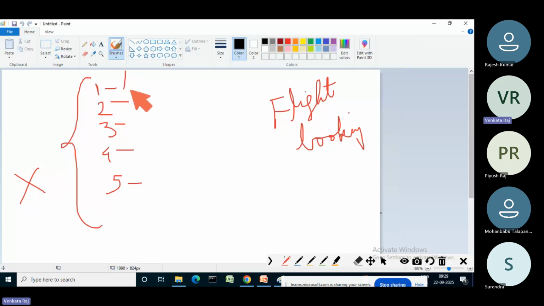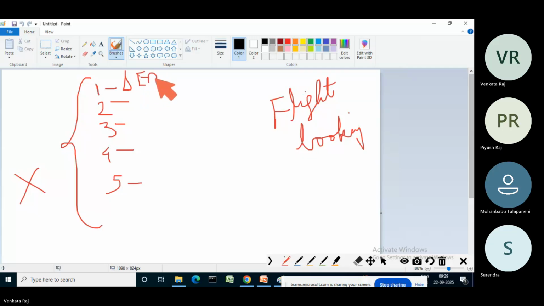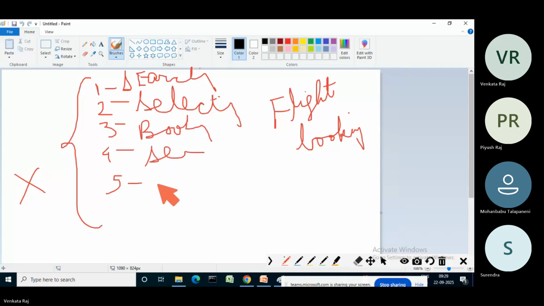Someone could be searching for a flight, someone could be selecting a flight, and someone could be booking a flight. Another one could also be searching, or let's say someone is viewing. All the 5 users are using the application, but they might not all be doing the same transaction at the same time. But we have a user load of 5 users. That is concurrent.